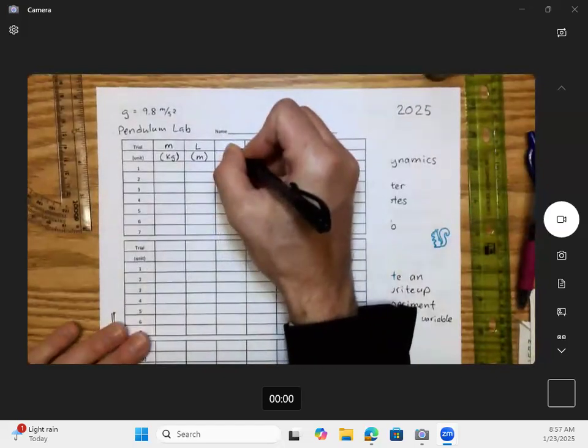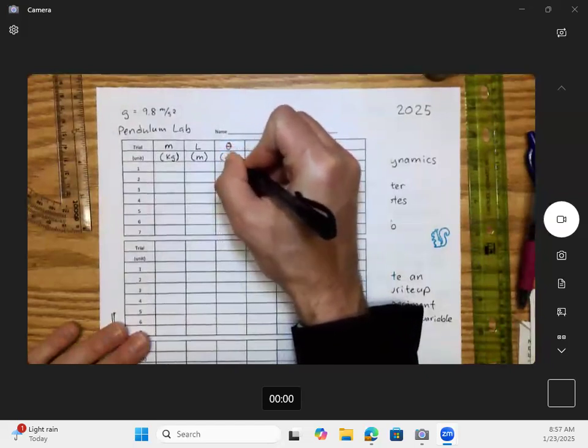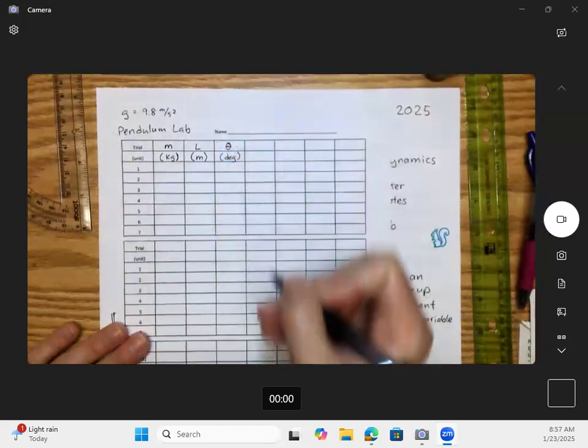And what's another variable? Starting angle, right? And that can be measured in what? Degrees would be pretty good, right?